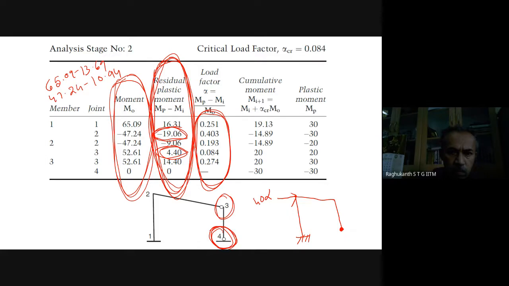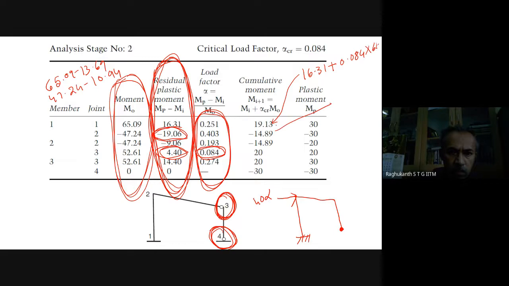The smallest one. So now this place gets plastified very quickly. Among these, the lowest load factor comes as 0.084. That means this joint 3 is going to get plastified very quickly actually. So now you take 0.084. Once again you find out the cumulative moment, like 16.31 plus 0.084 multiplied by 65.09. So this turns out to be 19.13.